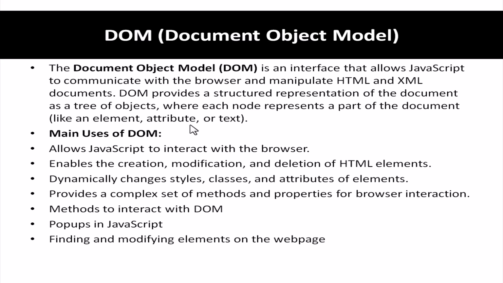It allows JavaScript to interact with the browser. It enables the creation, modification and deletion of HTML elements. You can modify the text, or you can delete the HTML elements inside the particular document. Next, it dynamically changes styles, classes and attributes of the elements. You can apply specific styles to a specific element dynamically by clicking a specific button. It provides complex sets of methods and properties for browser interaction.